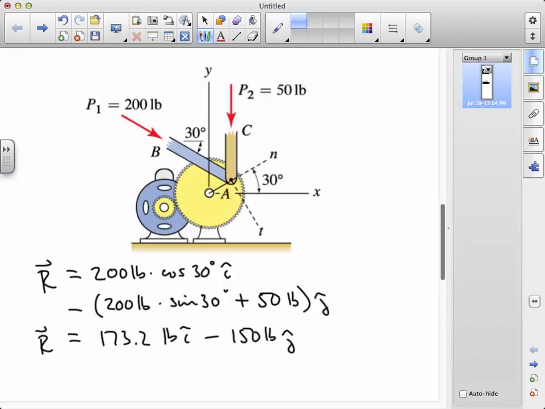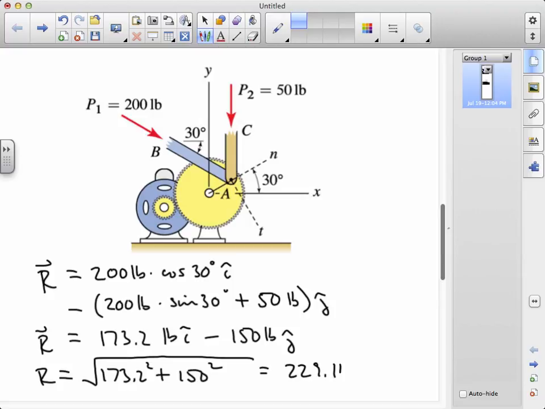For reference, we can find the magnitude of this vector as the square root of the sum of the squares, and that value turns out to be equal to 229.1 pounds. Now the second part of this problem is a little less obvious because our tangent normal system is rotated with respect to the xy system.